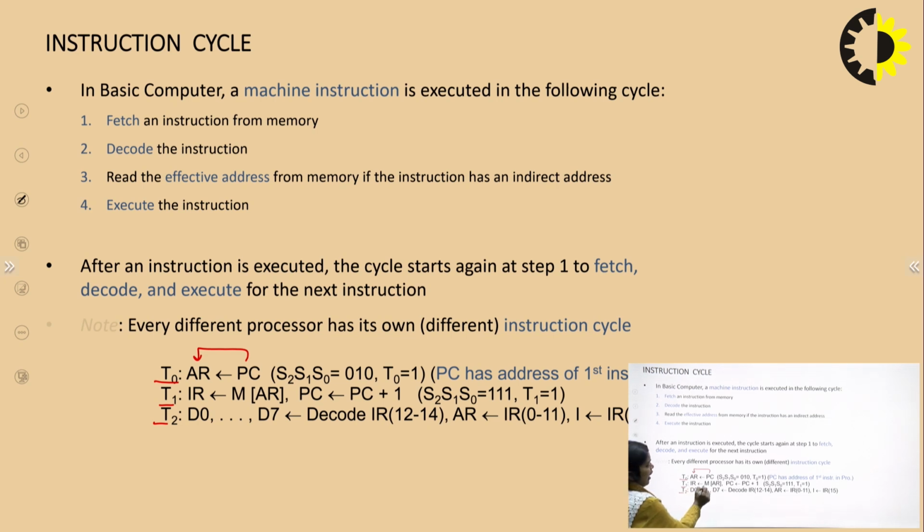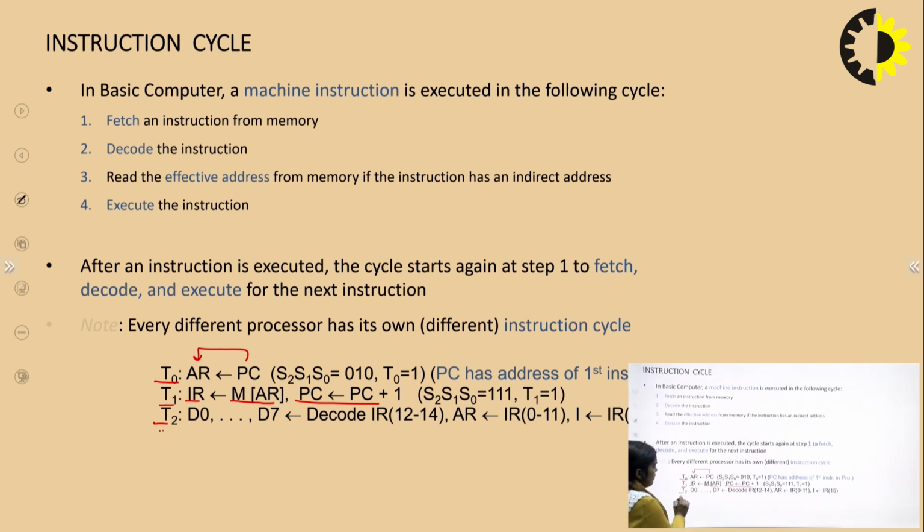Next, in the MAR register, means from the memory, that particular instruction is going to the IR, and at the same time, the program counter value will be increased because the next instruction is going to be executed. So, the PC counter will be +1.